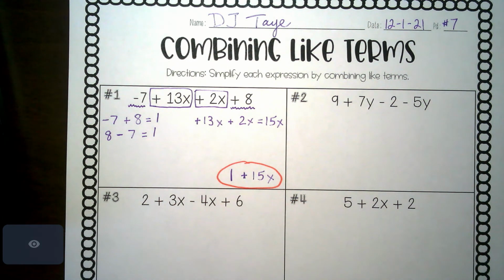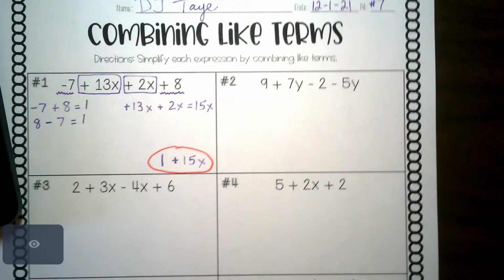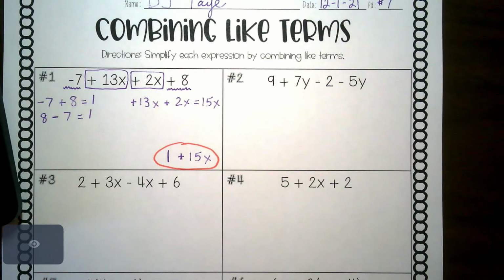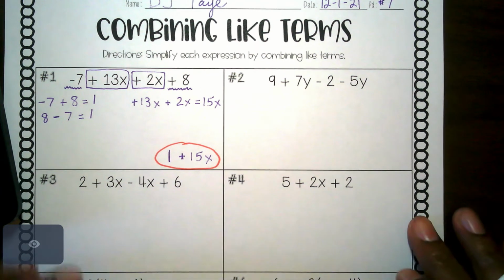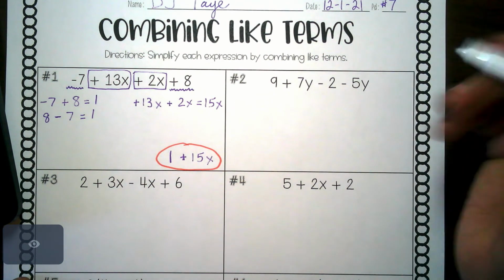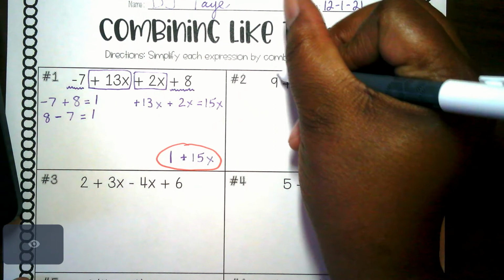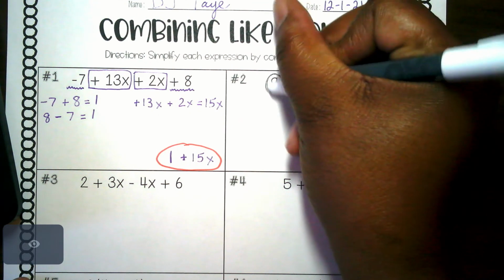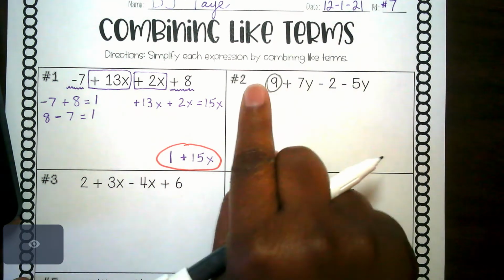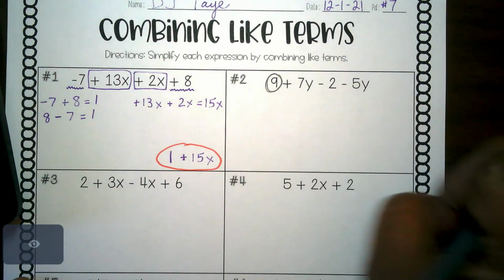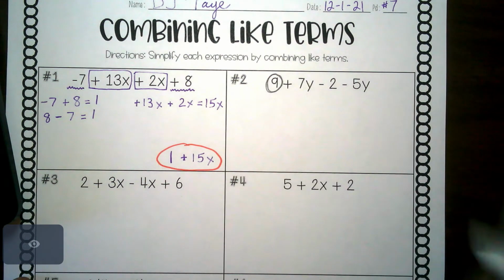Okay, let's go to number 2. 9 plus 7y minus 2 minus 5y. So I'm going to start with the very first term. This time I'm going to circle it. So I'm going to circle my 9. And it doesn't have a plus or a minus in front of it, so we know that it's positive. It's being added. All right?